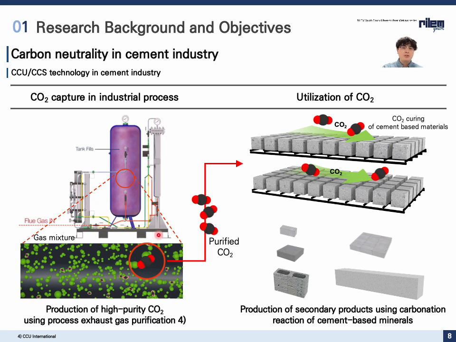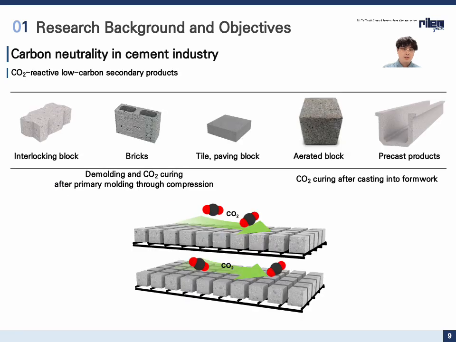This slide highlights the 2 key parts of CCUS: capturing CO2 and reusing it effectively. On the left, CO2 is captured from flue gas during cement production using a purification system that extracts high purity CO2. And on the right, this CO2 is applied in carbonation curing, where it strengthens cement-based materials and is permanently stored in solid form, in products like blocks and precast panels.